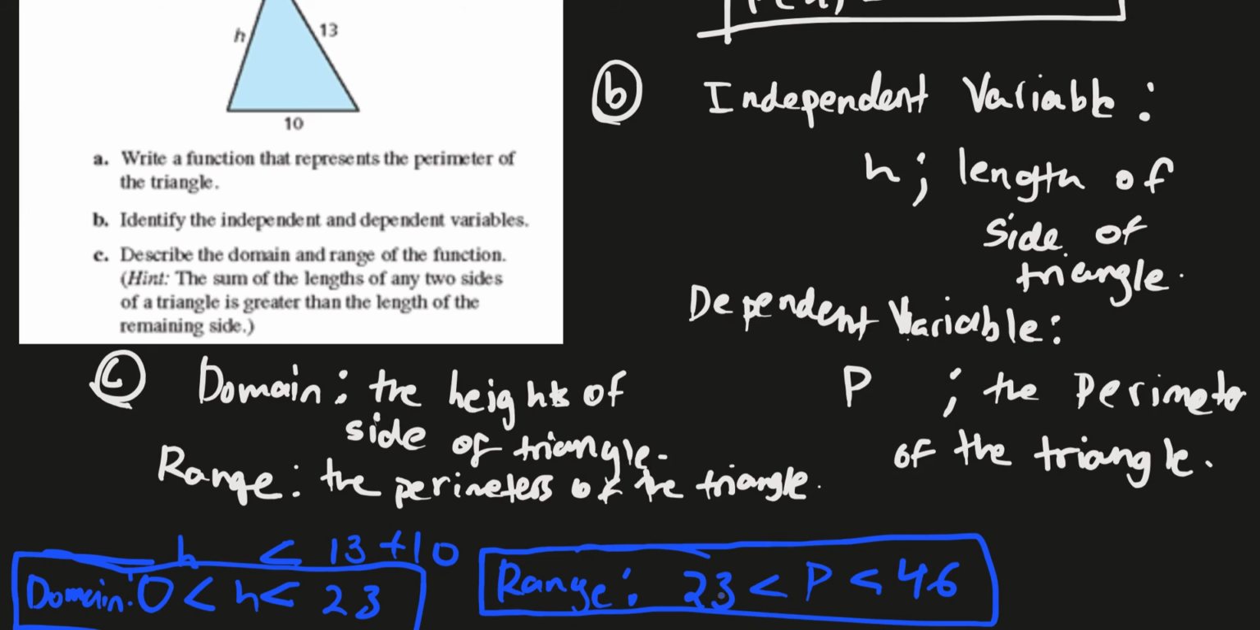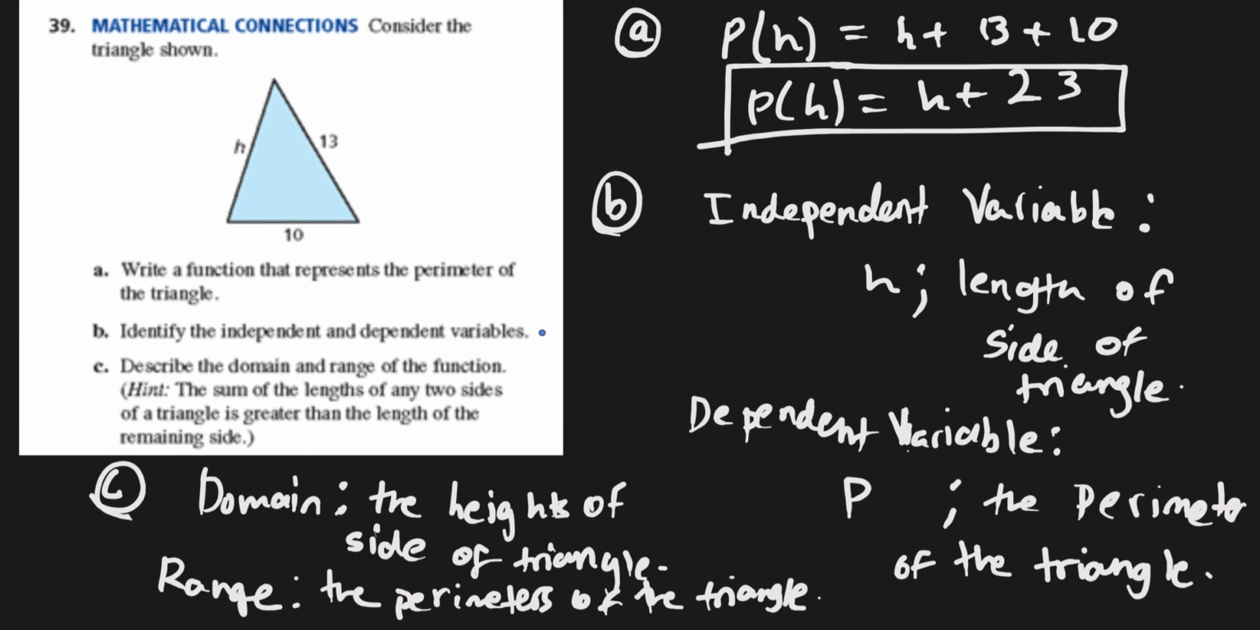It can't be equal to 23, because then we wouldn't have a triangle: if the perimeter is 23, then h is 0, which doesn't make sense. And it can't be equal to 46, because in that case h is 23, which it cannot be. So these are the possible perimeters for this triangle, which represents the range. We wrote both of them.